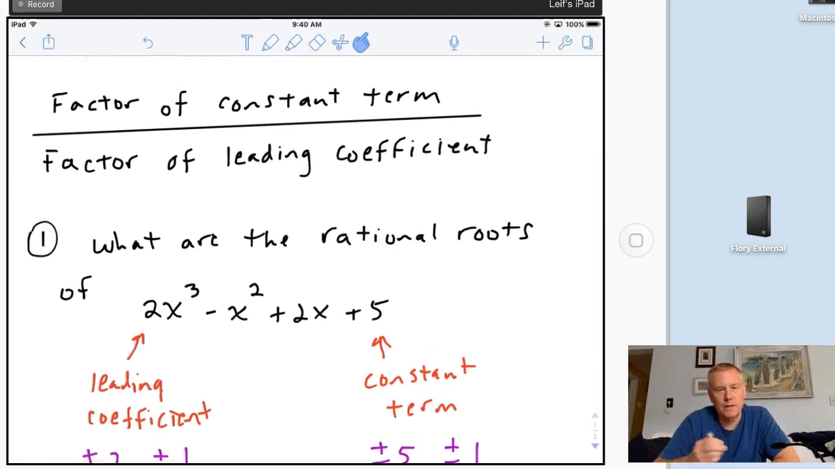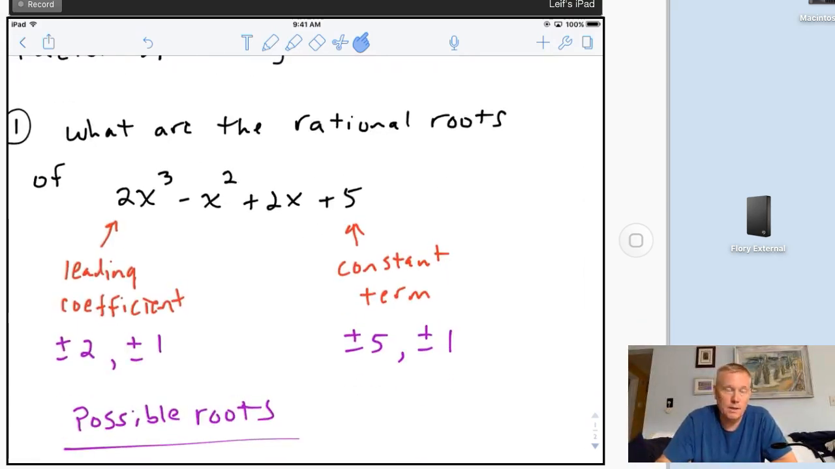So if I gave you this and said, what are the rational roots? Rational, remember, would be anything that can be written as a fraction. Rational numbers versus irrational numbers. All right, so square root of 2 is not a rational number, but 1/3 is. All right, so the leading coefficient is 2, and the constant term is 5. So that means the factors of 5 are going to make up my numerator, and the factors of 2 are going to make up my denominator. And then it's any combination of those two things. So you can see, the plus or the minus has to be taken into consideration also.